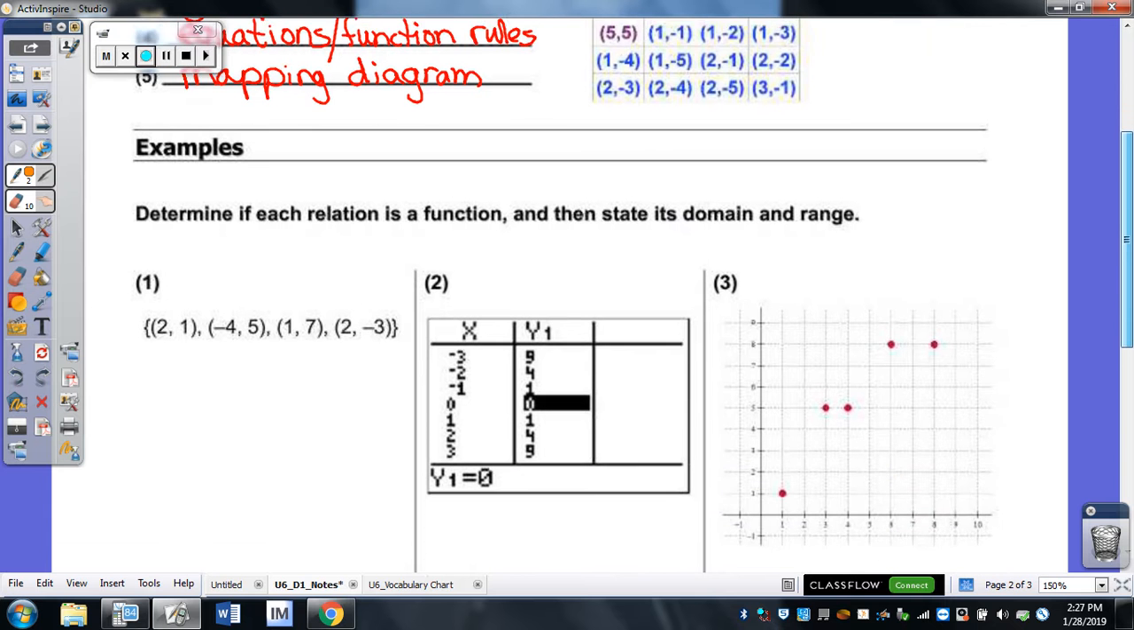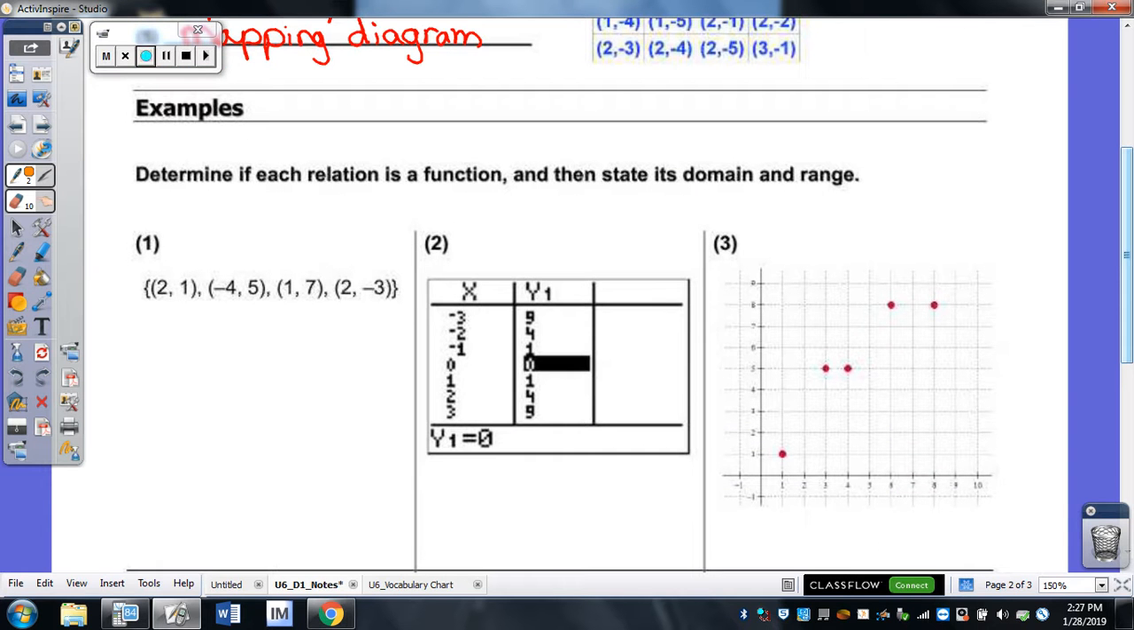So let's take a look at our examples. What we're going to do is first determine, is it a function or not? If it is a function, we'll see if it's one-to-one or onto. And then we'll determine the domain and the range. That's what we're going to practice today.